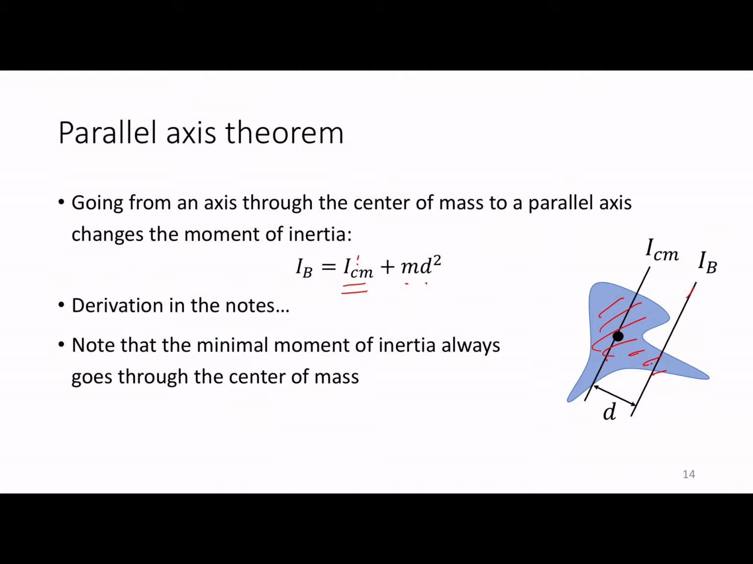If you look at this formula, you can notice something really important, which is that the minimum value of the moment of inertia will always be for an axis that passes through the center of mass, because md squared is always positive, meaning anything I do that moves me away from the center of mass is going to increase my moment of inertia. So that's the important mathematical and physical concept here: if I want to make rotation easy, if I want to make my moment of inertia as small as possible, I want to be rotating about an axis that goes through my center of mass.